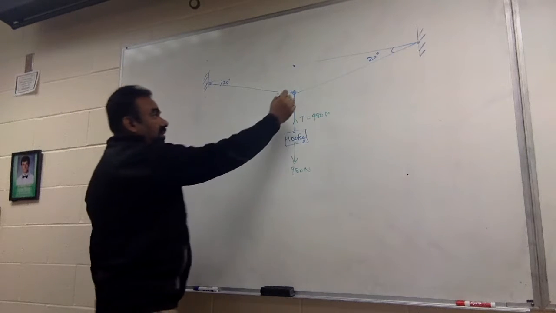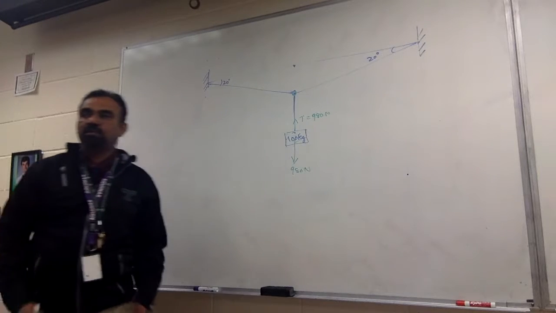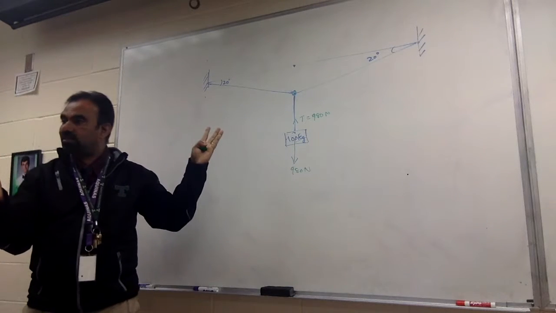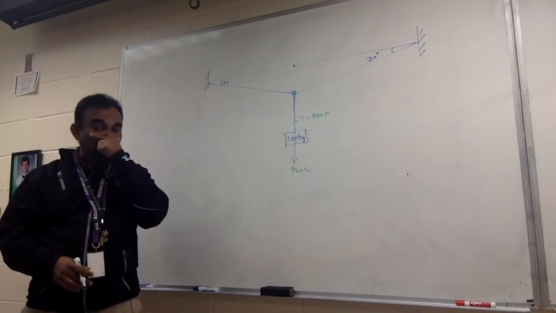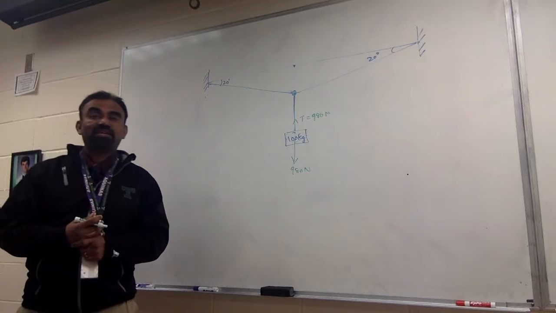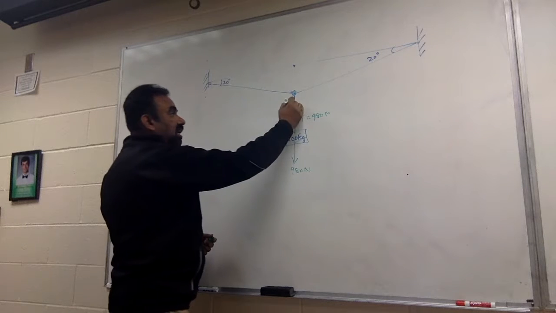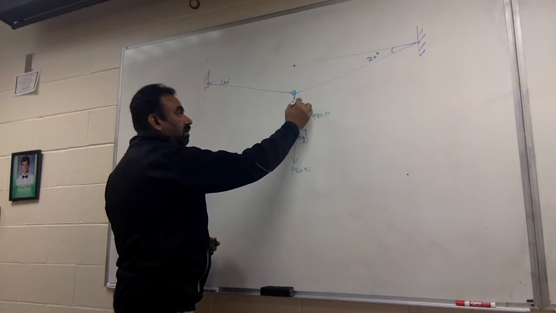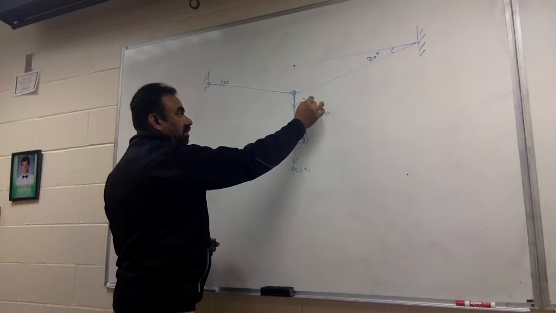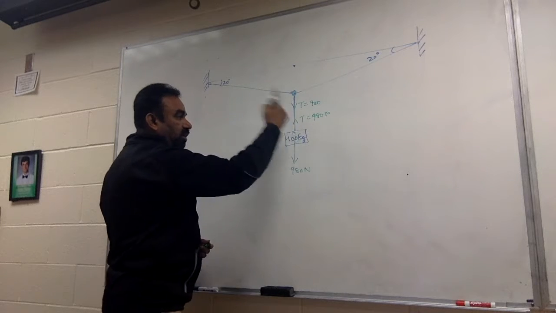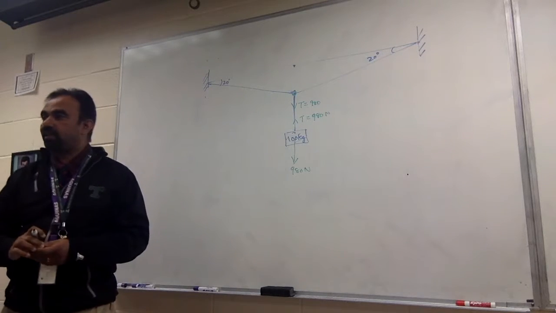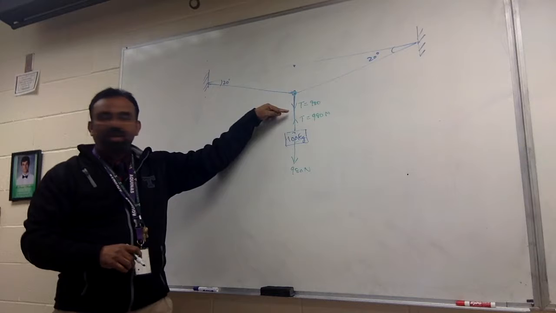Now let's go to the knot. There's no other object, right? The knot is acted on by how many forces? Three. What is the force downward? T, which is? From here to here is one string, so that has to have 980. So this knot is being pulled down with 980.